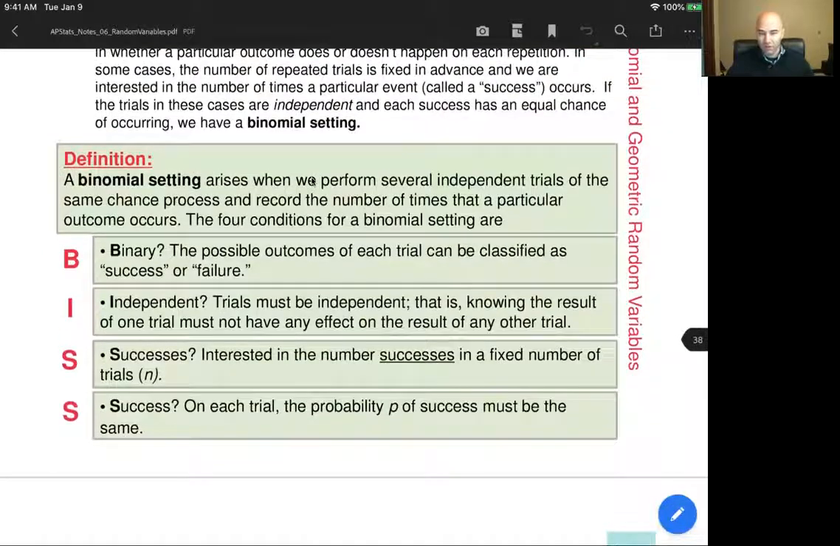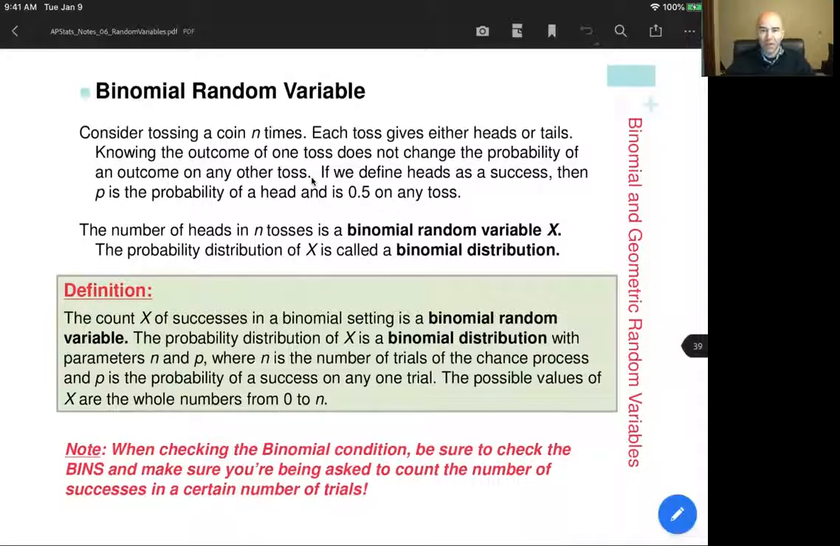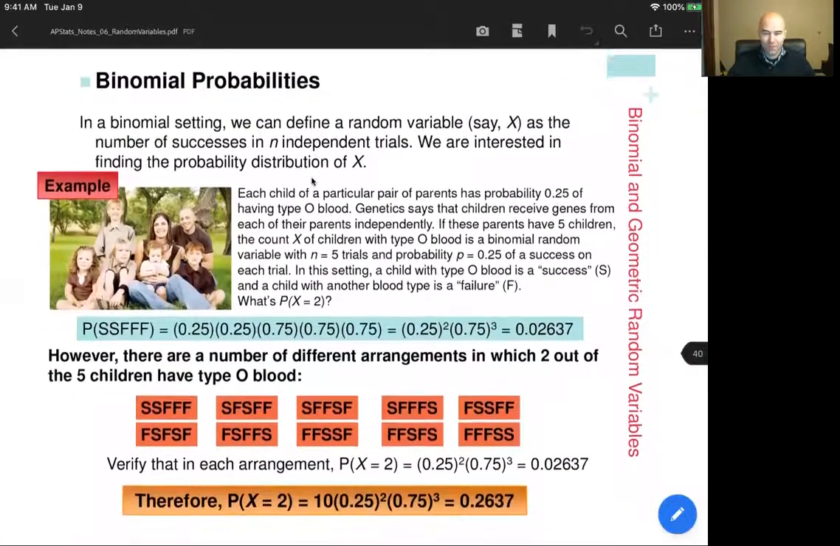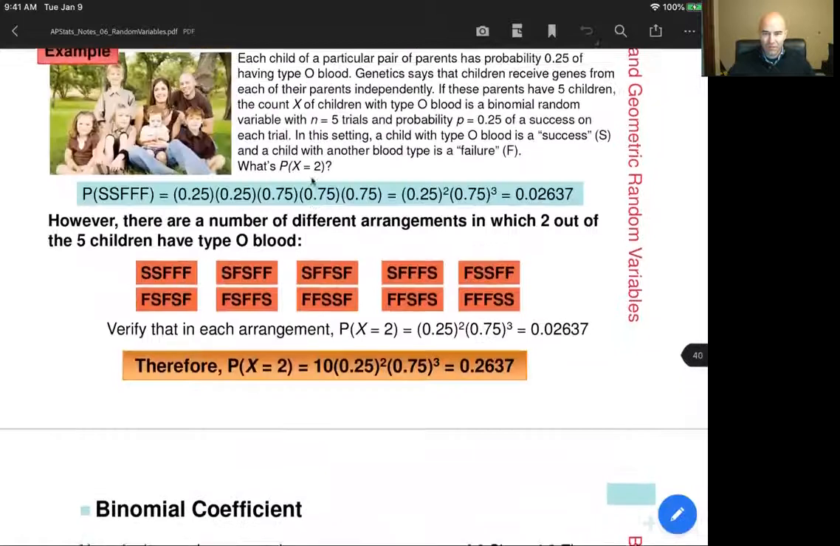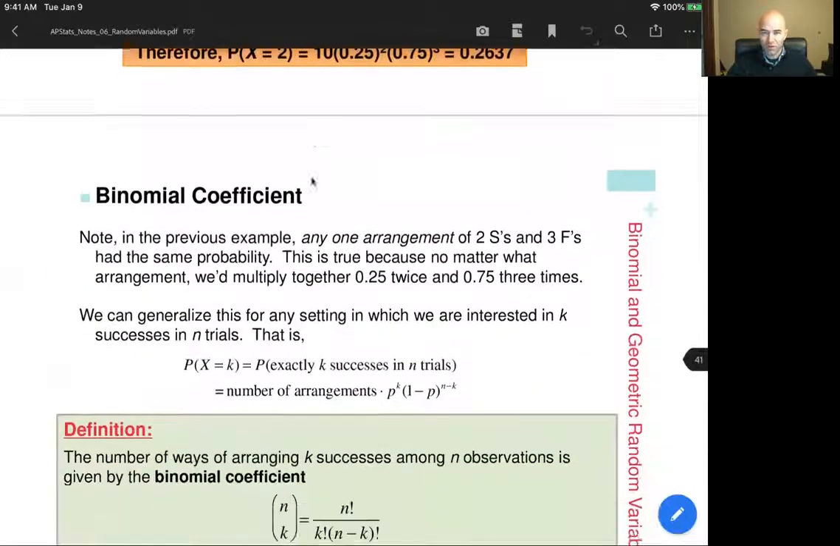Now, here are the ideas: binary, independent, success, and successes. So the binomial random variable has a specific discrete distribution. It's a discrete probability distribution because there's a specific number of successes and a fixed number of trials. So if you shoot 10 times, you can make anywhere from 0 to 10 shots. As an example, X is each child of a particular pair of parents has a probability of 0.25 of having type O blood. So this is talking about what percentage chance you have a specific blood type. And if these particular parents had 5 children, what is the probability that 0, 1, 2, 3, 4, 5 of them have type O blood? So this shows you the different sort of combinations, and we're going to focus on some other examples.